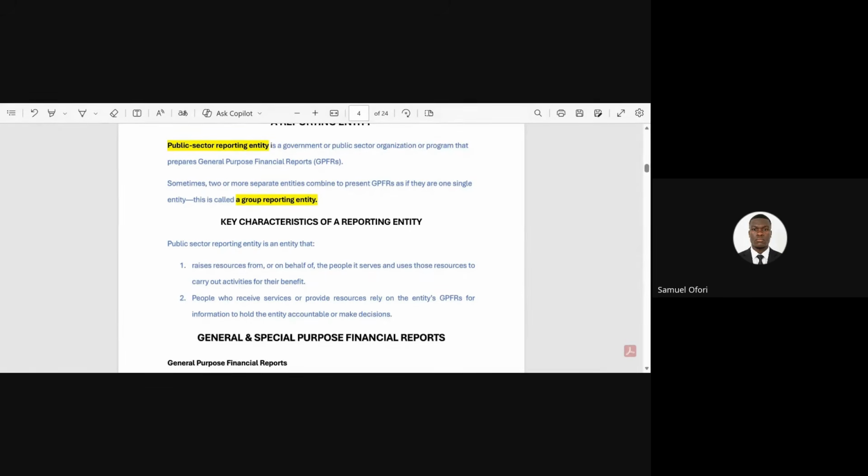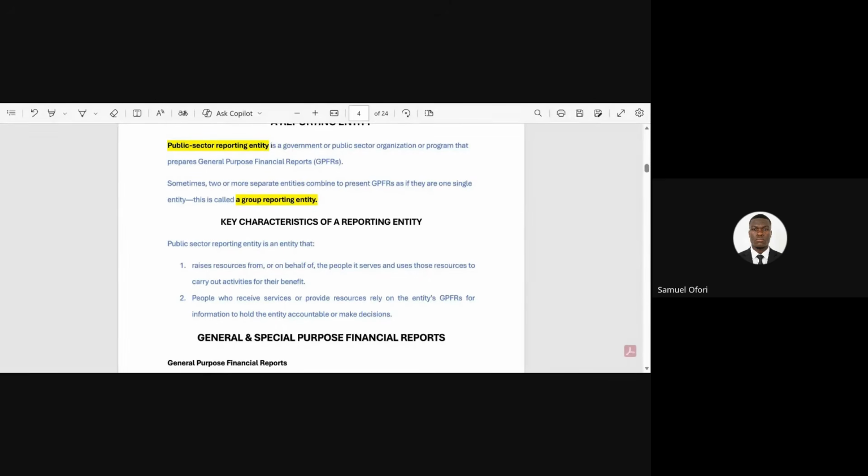Yeah, so the general purpose financial statement is actually prepared by what? The public sector entities. So if these organizations you are talking about are in the public sector space, and they have taken resources from anyone to provide services or carry out activities for their benefit, and if anyone is holding them responsible, yes, it's part of this.